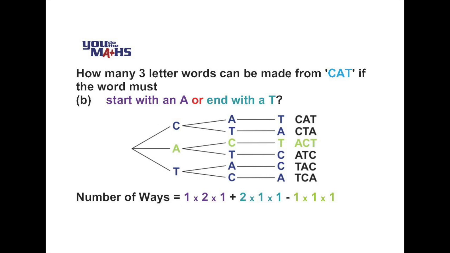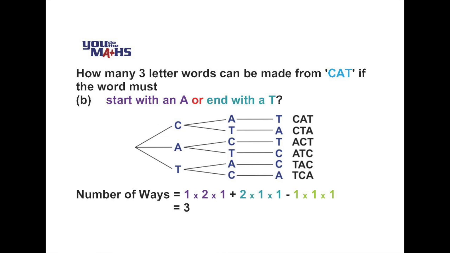So the key thing to note here is that because of the OR, we had to work out the number of ways starting with an A, separate to the number of ways ending with a T, and then look at the possibility of an overlap, which occurred in this case because the two events are not mutually exclusive. When we do that, we find the total number of ways of starting with an A or ending with a T based on the 3 letters from the word cat comes to 3.